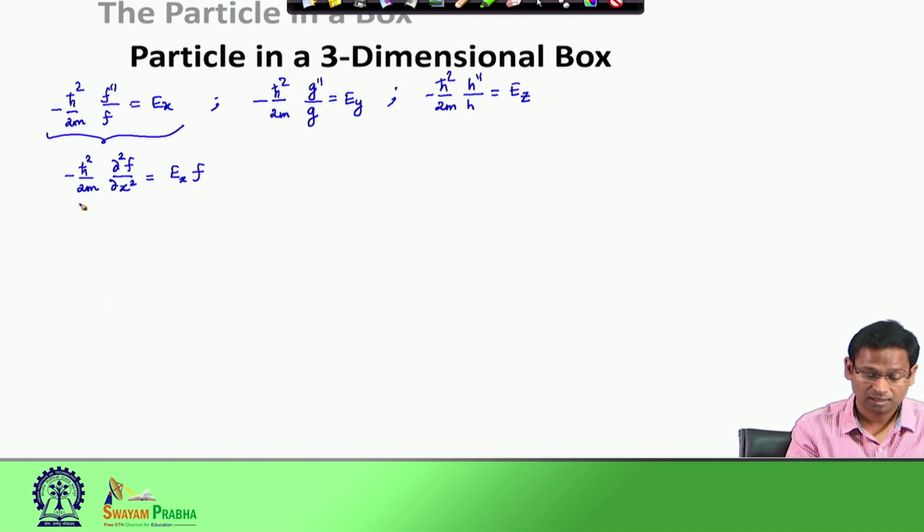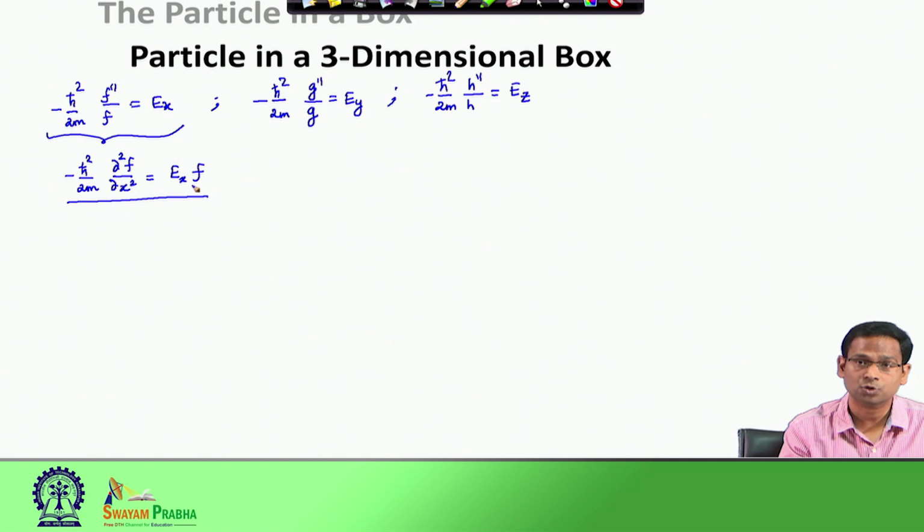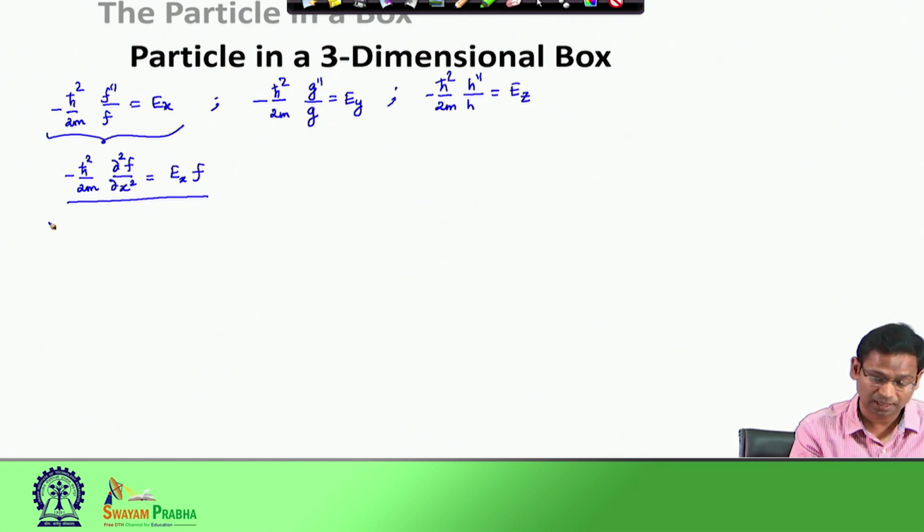if you look carefully, we have already seen an equation like this: minus h bar square by 2 m d square by dx square, the second derivative of a function, and in the right hand side we have E x times the function. So, you would identify immediately that this is a Schrodinger equation with respect to the x dimension for a function f, and we know its solution. We can also write down the homogeneous second order differential equation.